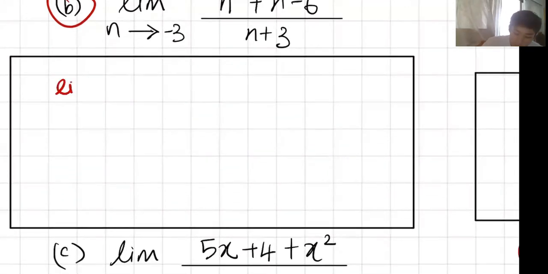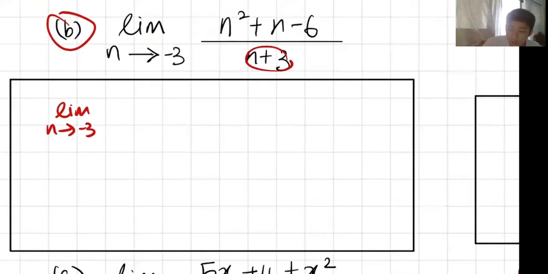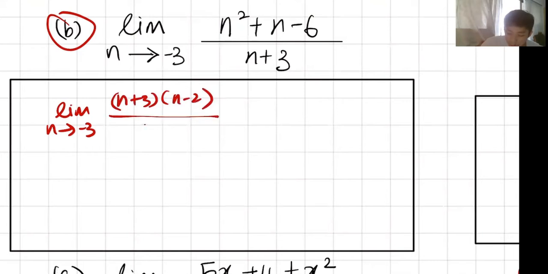What you do when you factorize is write back limit n approaching minus 3. Factorize. Bottom cannot be factorized any further. Top can factorize. How do you factorize the top? Use your calculator, how to factorize quadratic. Okay, factorize, you shall get n plus 3, n minus 2, divided by n plus 3.